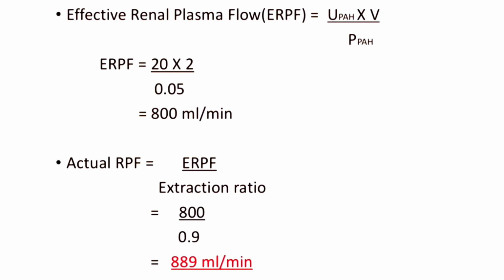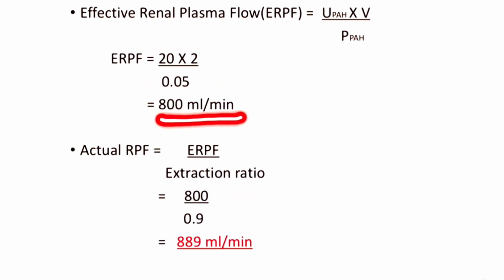Effective renal plasma flow, ERPF, is calculated from the formula U into V by P PAH. U PAH is the urinary PAH, V is the urinary flow rate, and P PAH is given as A PAH in the previous slide. Here it is P PAH, that is renal artery PAH. From the given set of values, the ERPF is 20 into 2 divided by 0.05. That comes around 800 ml per minute.